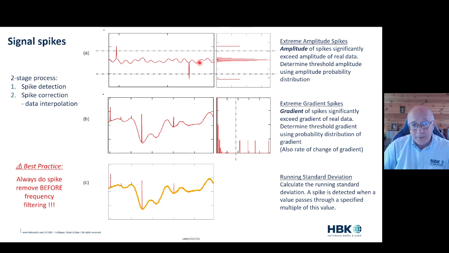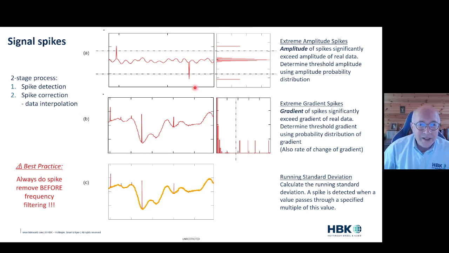Of course, not all spikes end up being high in amplitude. Some are much higher than the neighboring ones, but this spike here, for instance, it looks really big, but it's actually lower than this real data over here. So here we can work in either the gradient domain or the rate of change of gradient domain, so the derivative or the second derivative.